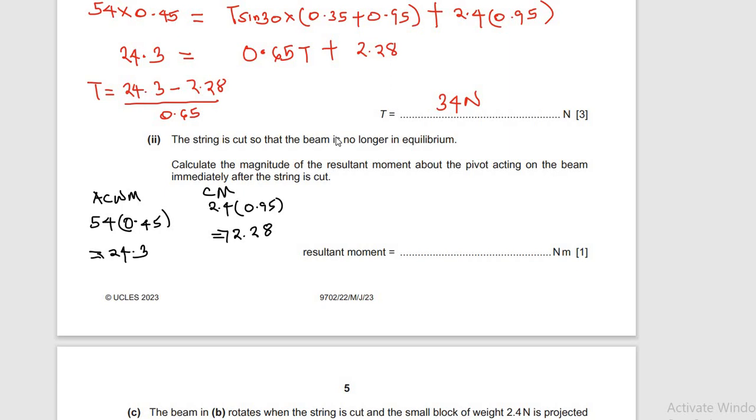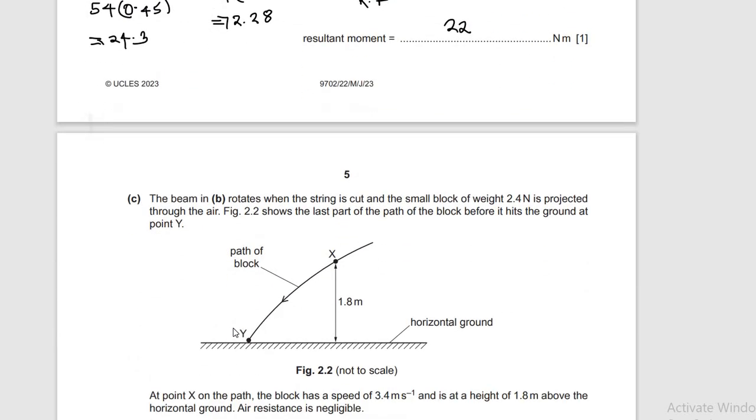So the question asks us to find the resultant moment. In this case, the resultant moment will be 24.3 minus 2.28. So the resultant moment is 22.02, that's 22 Newton meter. That's it. Next question.